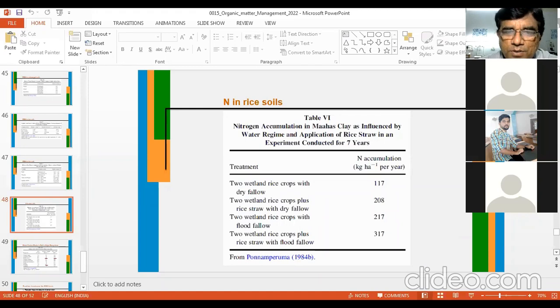If two wetland rice crops with flood fallow, then nitrogen also increases, and two wetland crops with rice crops plus rice straw and flood fallow, it is 317. So two or three conclusions we can draw from this table: as you go on adding the rice residues, the nitrogen content is increasing. As you also increase the fallow period, even without the rice crop, carbon content in soil is increasing. Or sorry, this is nitrogen accumulation.